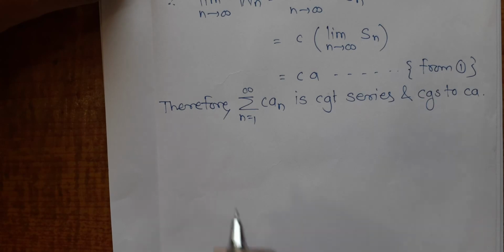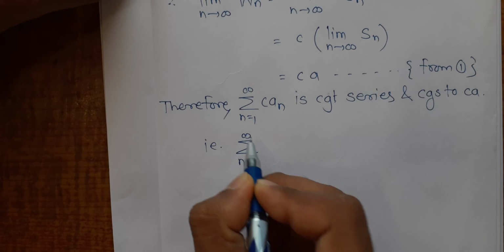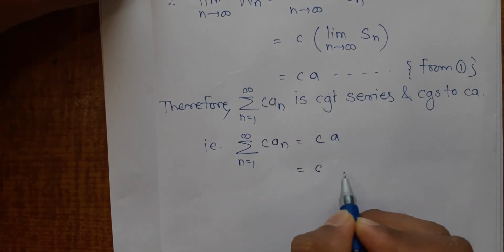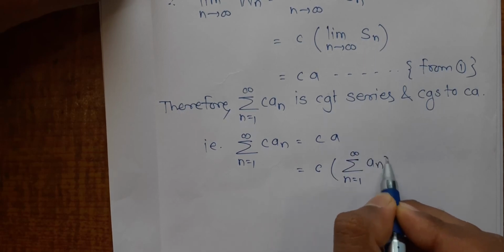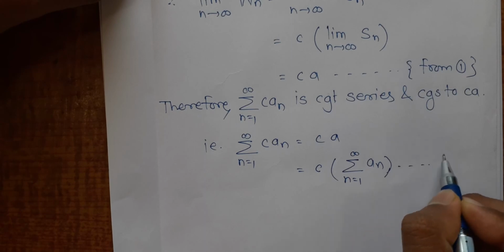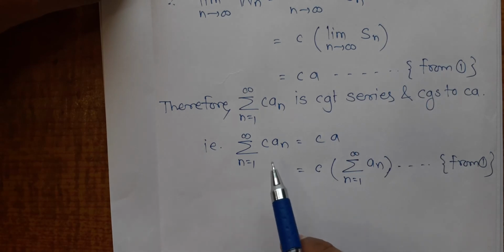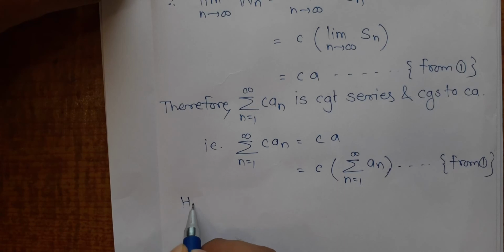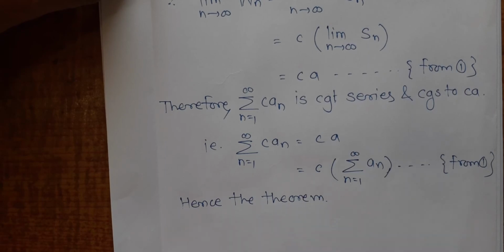So the same thing we can write in this way also: summation, n running from 1 to infinity, of c·a_n is equal to cA. But what is A? A is nothing but summation, n running from 1 to infinity, of a_n, again from equation number 1. So in this way we have proved that if any constant is there, you can take it outside. Hence the theorem is proved, and we have completed all three sub questions. Okay, thank you.